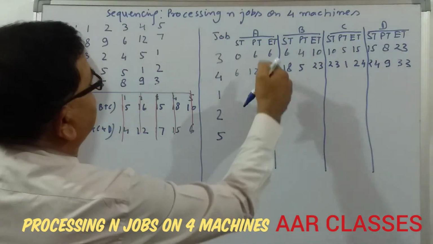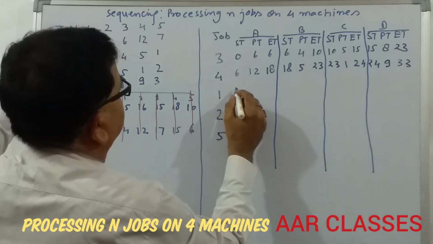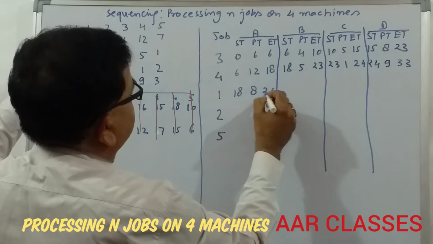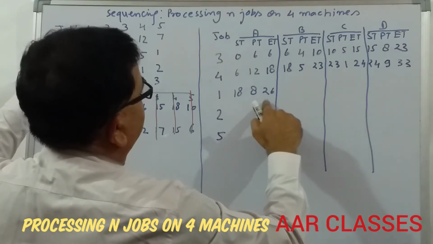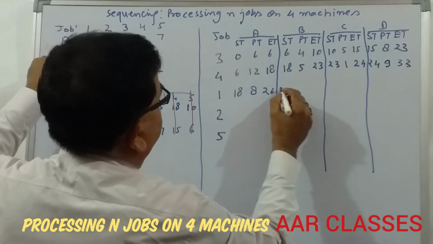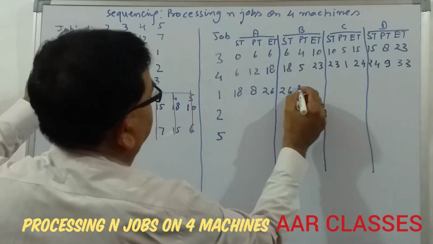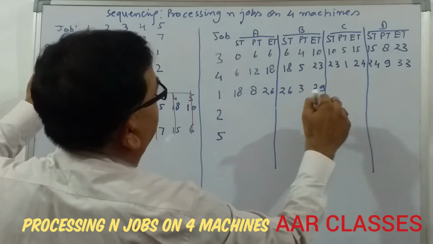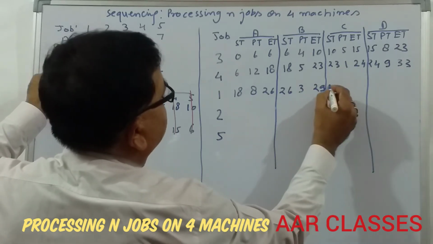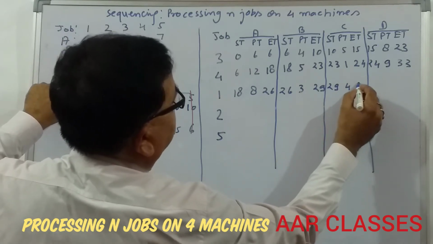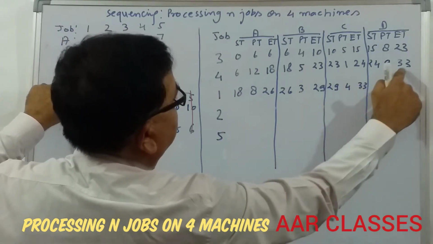Here starting time is 18. So duration of the activity is 8, 26. This is 23 or not 26. That means job is not free. So starting time for this on machine B is 26. Duration is 3. So that is 29. Now 29 and it is 24. So here it is 29. Duration is 4. Here it is 33. It is 33, both are 33.